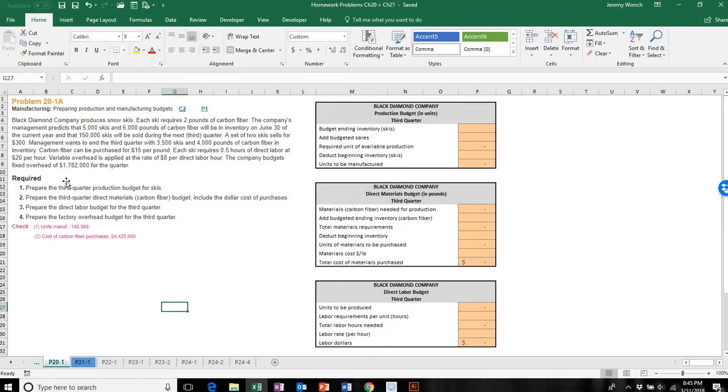We have Black Diamond Company, which produces snow skis. Each ski requires 2 pounds of carbon fiber. The company predicts that it's going to have 5,000 skis and 6,000 pounds of carbon fiber in inventory as of June 30th, and we're going to prepare the budget for the third quarter. So our beginning balance is the 5,000 skis and 6,000 pounds.